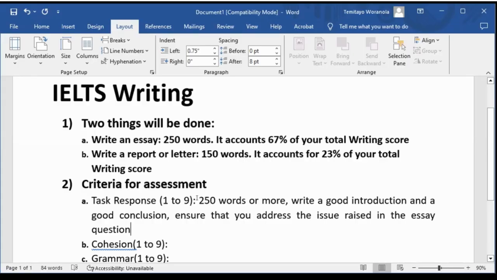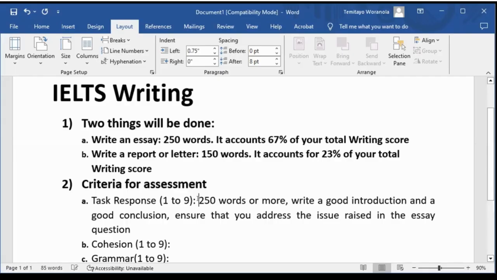Okay, your task response score will not be less than 7.0 if you do these three things. If your task response score is less than 7.0, it's most likely going to be because of very, very poor grammar. That's the only thing that can make your task response score fall lower than 7.0 if you do these three things.